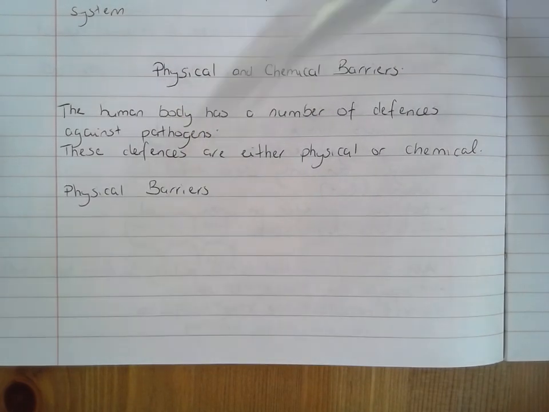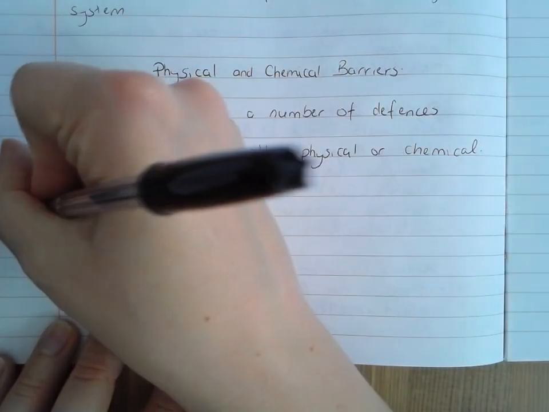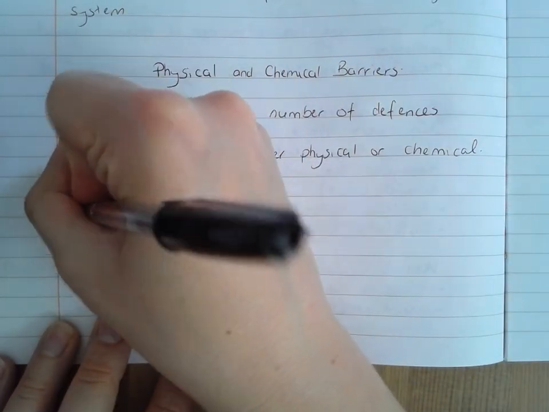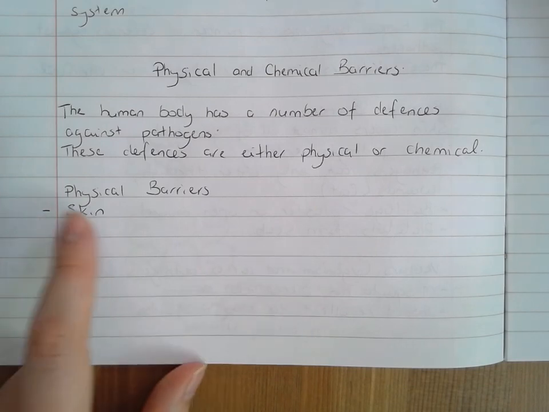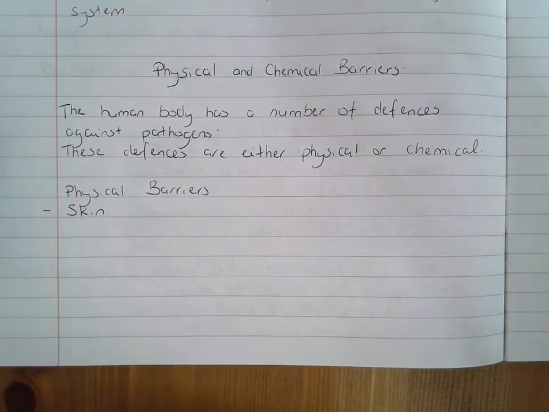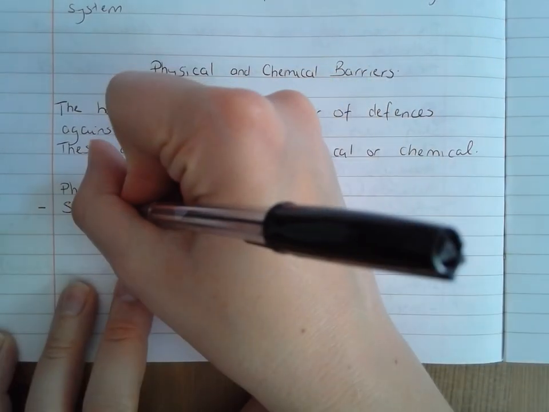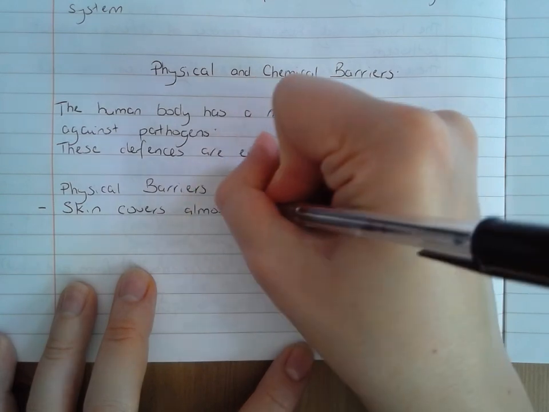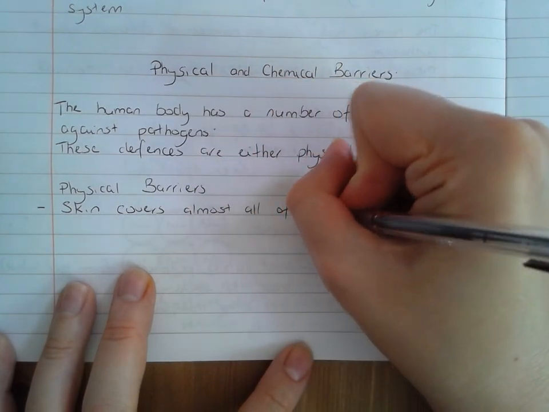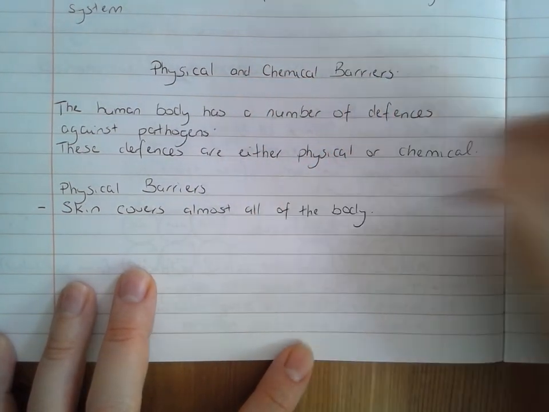So the first type we're going to look at are the physical barriers, and the main physical barrier that we have got is the skin. Okay, the skin covers almost all of our body. Because it's covering our body, it stops pathogens from entering our body. Remember, pathogens cause disease. We don't want them entering our body if we can help it. And you've got the skin covering almost all of your body, which will prevent pathogens entering. So I'm going to write skin covers almost all of the body. And there are places it doesn't cover, and we will address those in a second.